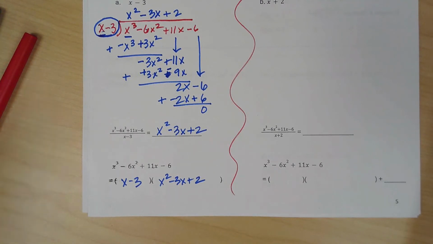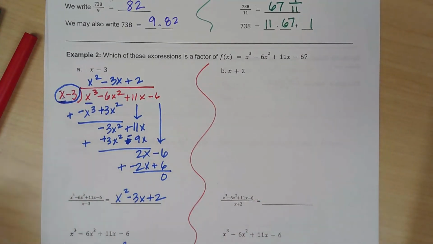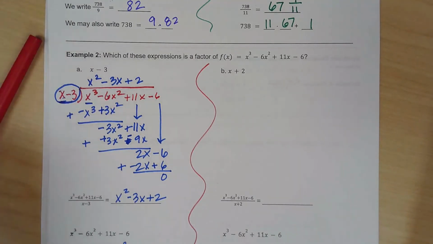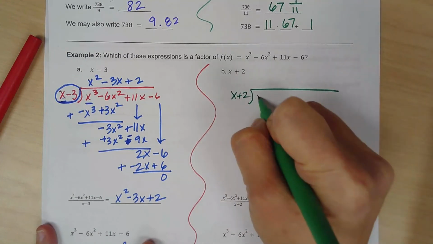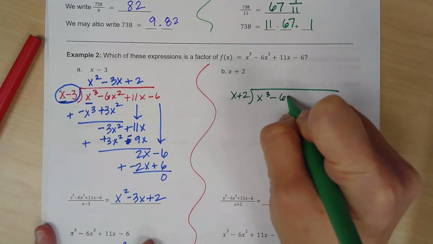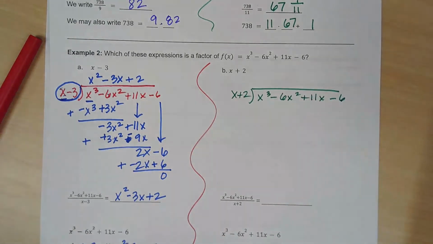All right, next. Let's do the other one. So I'm checking to see if this is a factor, but more importantly, we're just getting the process of this division down. So x plus 2, x cubed minus 6x squared plus 11x minus 6. So that's how you set up your problem.